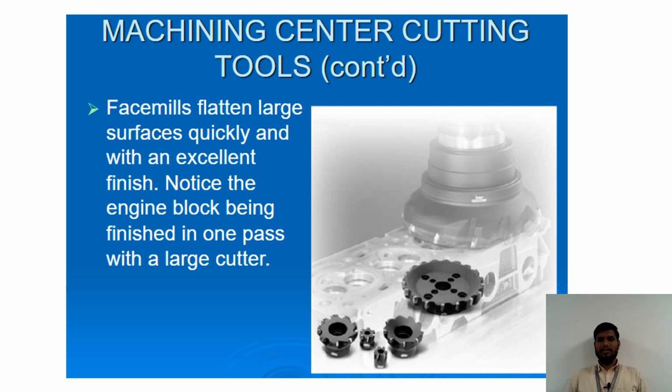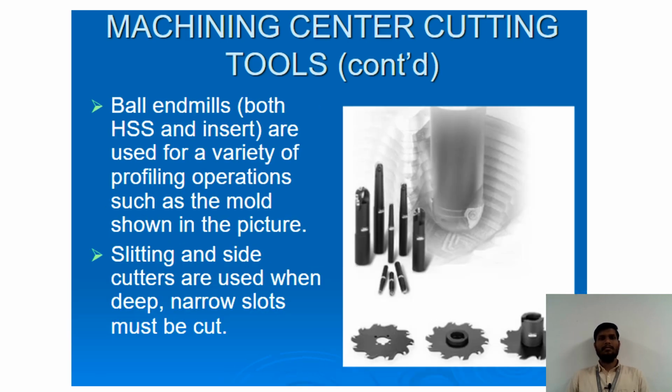Here these are the face mill cutters. A face mill flattens a large surface quickly and with an excellent finish. Notice the engine block being finished in one pass with a large cutter, which is in the background picture. Here ball end mills are used for a variety of profiling operations such as the mold shown in the picture. Slitting and side cutters are used when deep narrow slots must be cut.